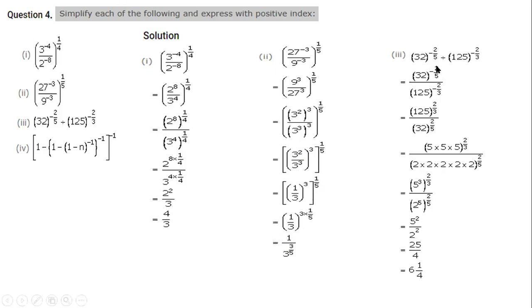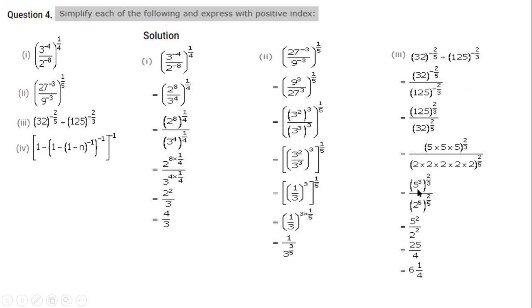Come to the third part. 32 power minus 2 by 5 divided by 125 power minus 2 by 3. 32 can be written in terms of 2 as 2 power 5, and 125 can be written in terms of 5 as 5 power 3. But before that, we have to rewrite this expression as 32 power minus 2 by 5 over 125 power minus 2 by 3. Now negative exponents are there, we have to change these negative to positive. So it will become 125 power 2 by 3 over 32 power 2 by 5.